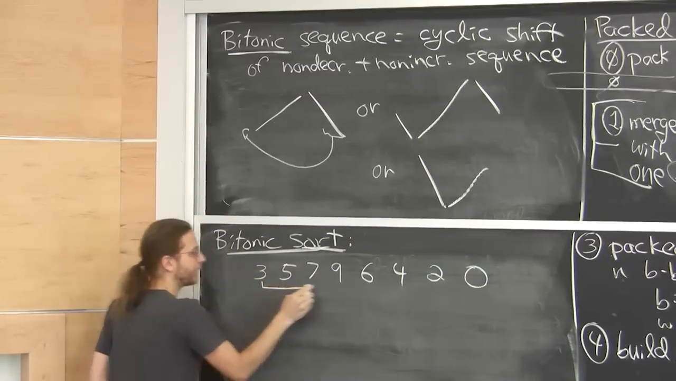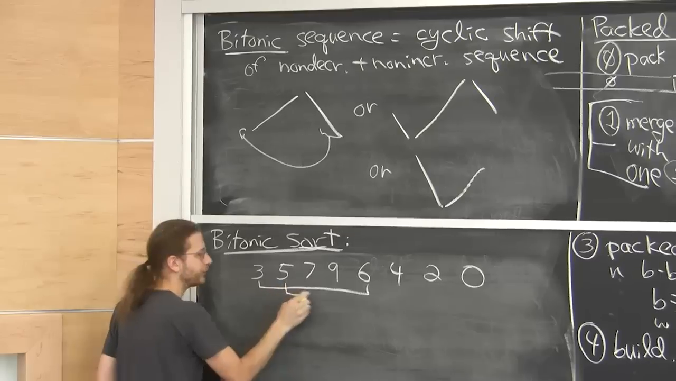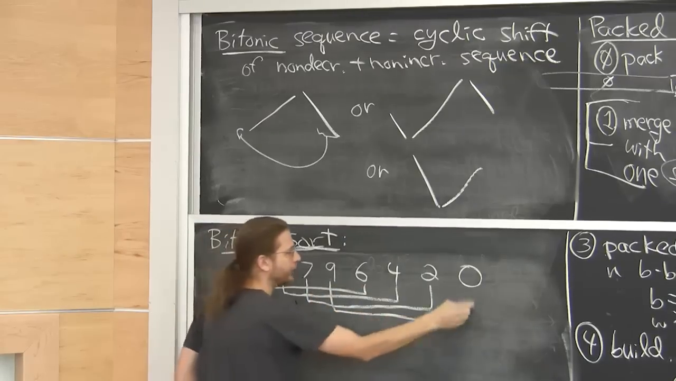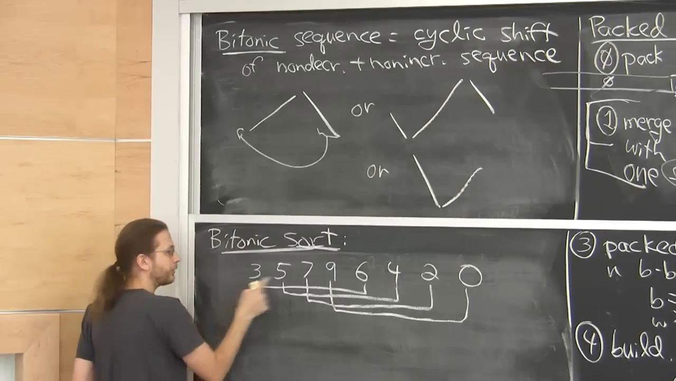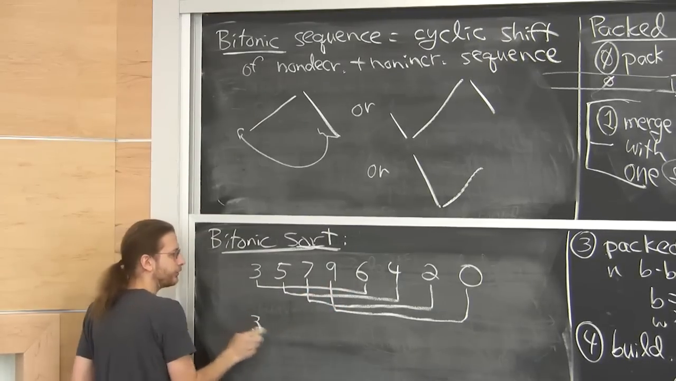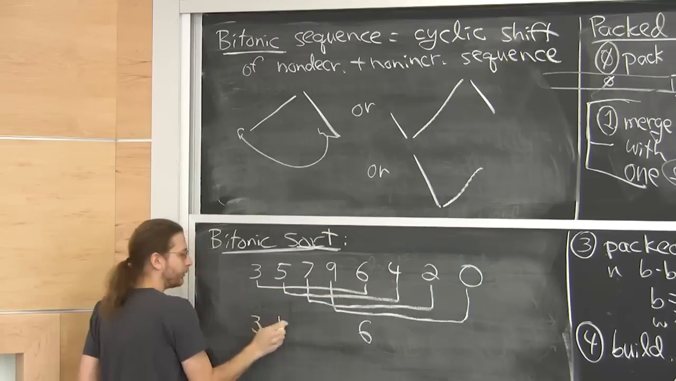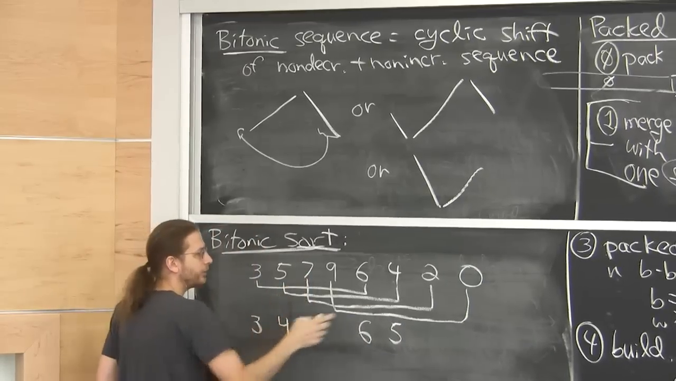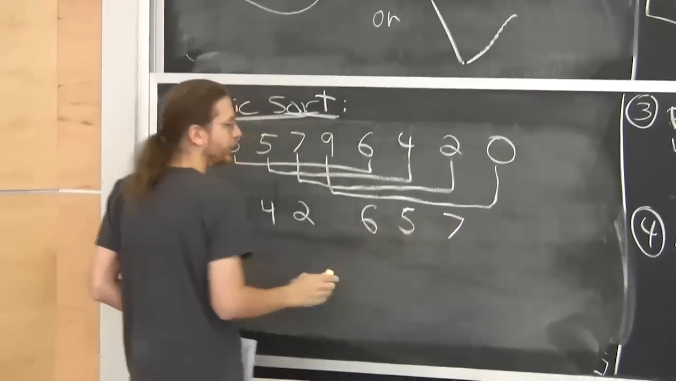Here's what I'm going to do. First, I compare the first and the midway element, and then the next one with the next one, and then the next one with the next one, the next one with the next one. For each of these comparisons, I put those items in the correct order. So if I do that, 3 versus 6, 3 is less than 6, so 3 stays here, 6 stays there. 5 is bigger than 4, though, so 4 comes over here, 5 goes over here. Next is 7 versus 2, so 2 comes over here, 7 comes over here.